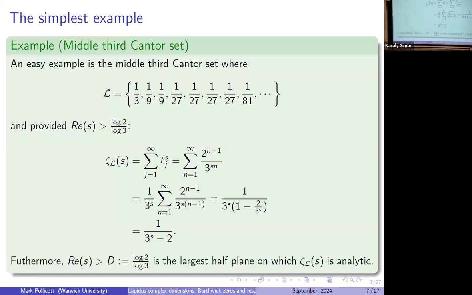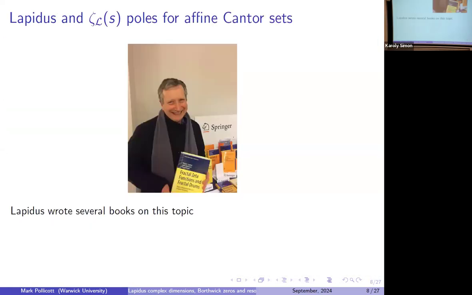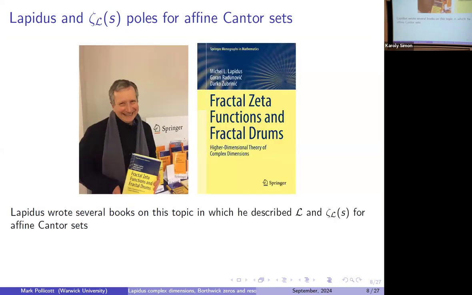Okay, so what is it good for? Well, it's good for selling books, apparently. So here is a picture of Lapidus with a book. It says Fractal Zeta Functions and Fractal Drums. It's very expensive, as I remember. That's my only recollection of it. Maybe this is the book signing here. Who can tell? And so this is a picture of the book itself.